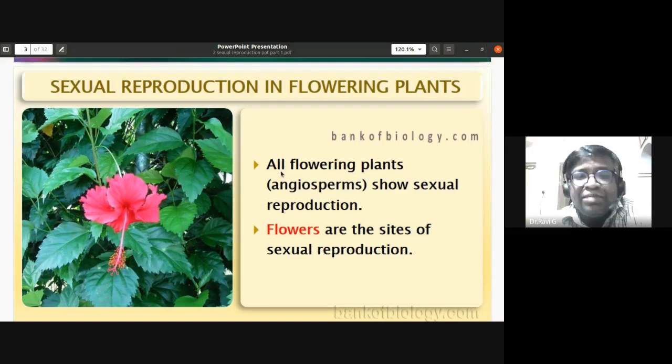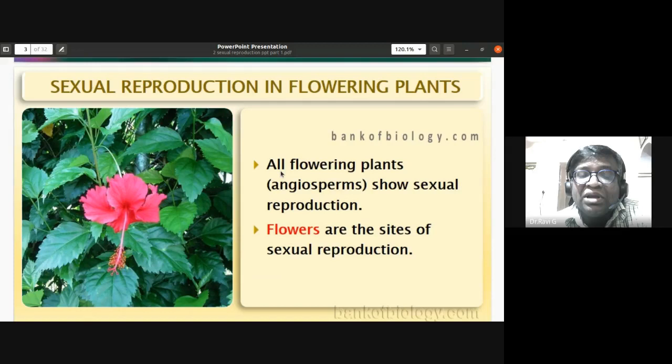All the flowering plants in angiosperms, whether monocot or dicot, exhibit sexual reproduction, and flowers are the sites of sexual reproduction. So the region where sexual reproduction takes place is the flower. There is a definition of flower: a flower is a modified vegetative shoot meant for the purpose of sexual reproduction. That definition you should be knowing.